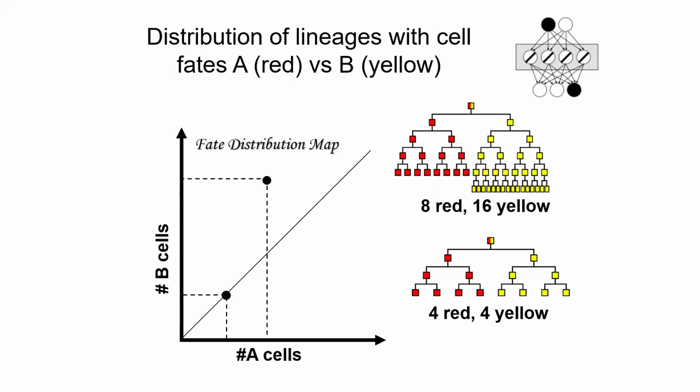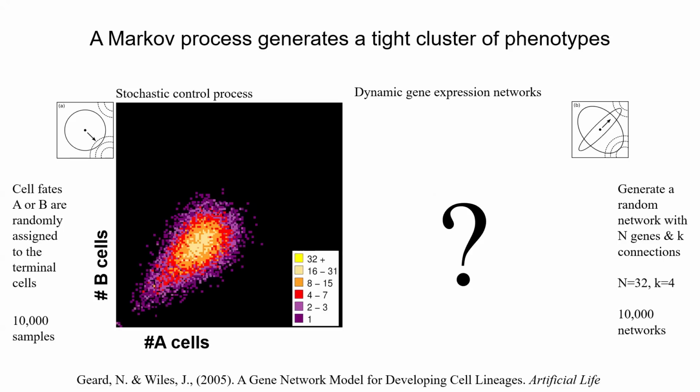So you can then map this. So take 10,000 samples and look at the cell fates, and you can try a traditional Markov process or stochastic control process where if you don't have a developmental system, you can say, what are the cell fates? So A and B are randomly assigned to the terminal cells, and you get a cluster around the most frequent organisms you develop in this, in terms of the number of A and B cells, are all clustered together. And the question is, what happens when you then put in the network and try and map it?